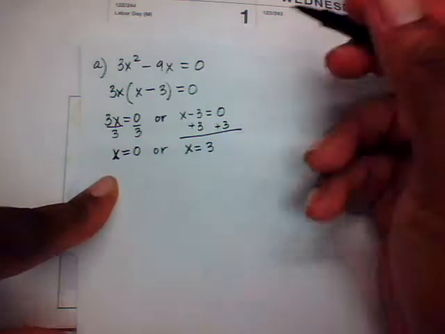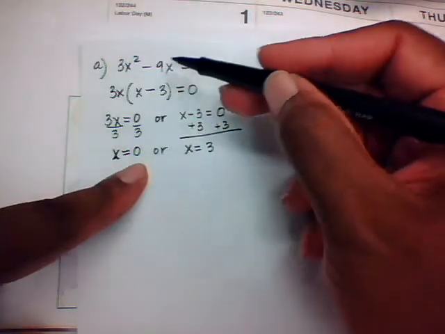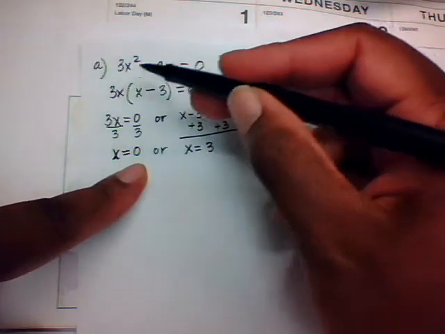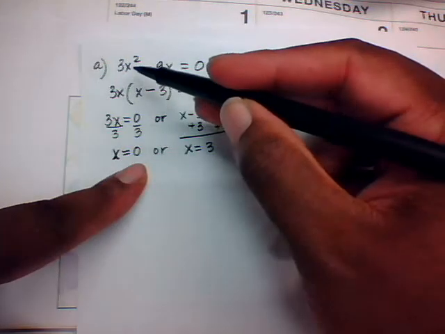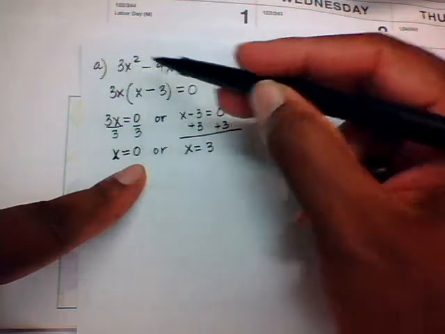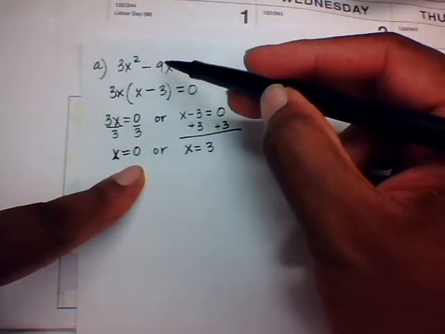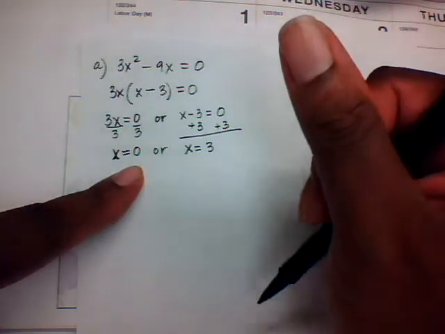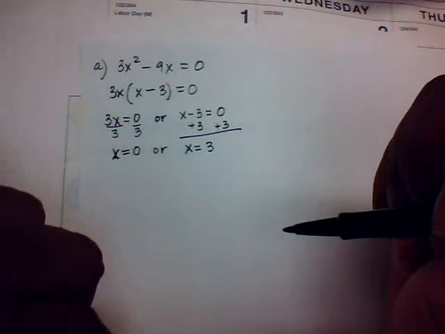Now, you can mentally do the check if you like to, because if you replace x with 0 in the original equation, you're going to get a 0 on the left-hand side anyway. Replace the x with 3, so 3 squared is 9 times this 3 in the front, that's 27. 9 times 3 is 27, so 27 minus 27 is 0. So these are the two solutions to this quadratic equation.